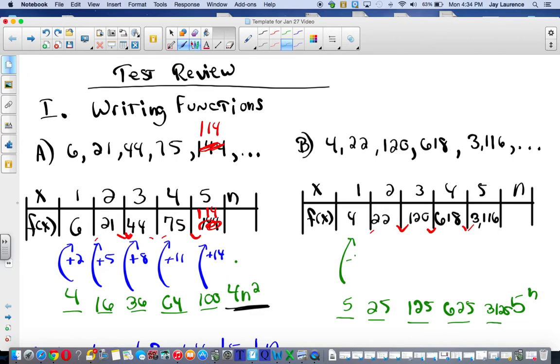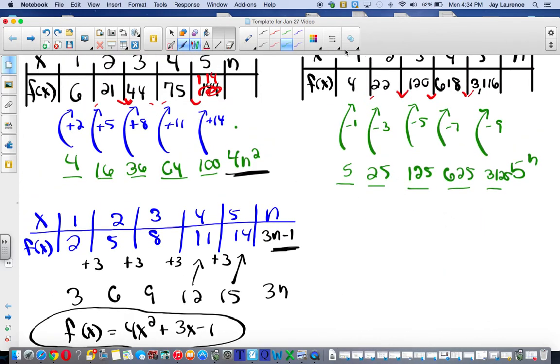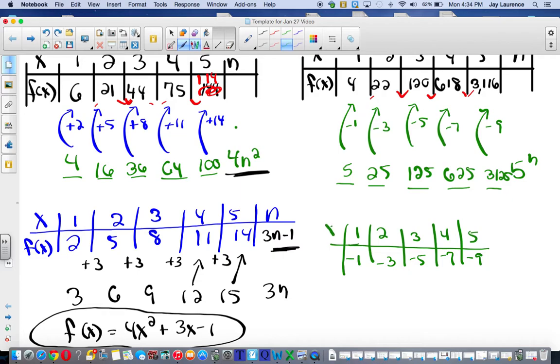And it looks like I'm going to subtract 1, and then subtract 3, subtract 5, subtract 7, and subtract 9. So this looks like I need to make another table again. So I'm going to go ahead and make a table out of those green ones. And at 1, I got -1. At 2, I've got -3. At 3, I've got -5. Then at 4, I've got -7. And at 5, I've got -9. Okay? And so there's x and f of x.